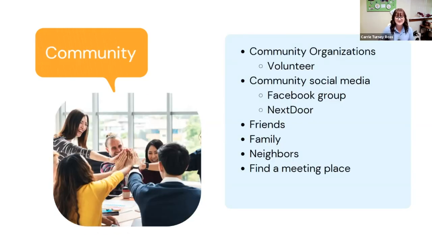Now you want to build your community. So again, looking at those community organizations, seeing if you can volunteer with them, see if you can work with them to make change on this particular topic. You can also build community on social media. You can make a Facebook group for local people to come together in the digital world to talk about the issues that matter and talk about how you can take steps towards change. Nextdoor is another one that is helpful in finding local people who also feel the same way as you do about this topic.